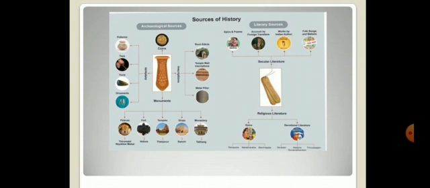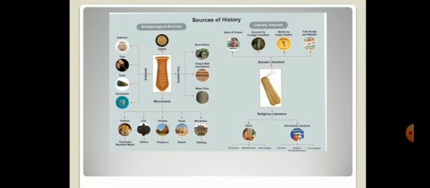Literary sources include epics, poems, and accounts by foreign travelers. The foreign travelers who came to India researched everything, like the lifestyles of the old Stone Age peoples, and they gave writings about them. And works of Indian authors like Thiruvalluvar, and also folk songs and all.